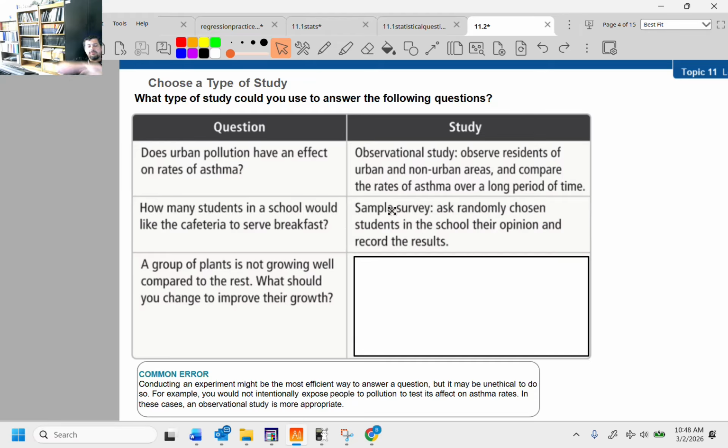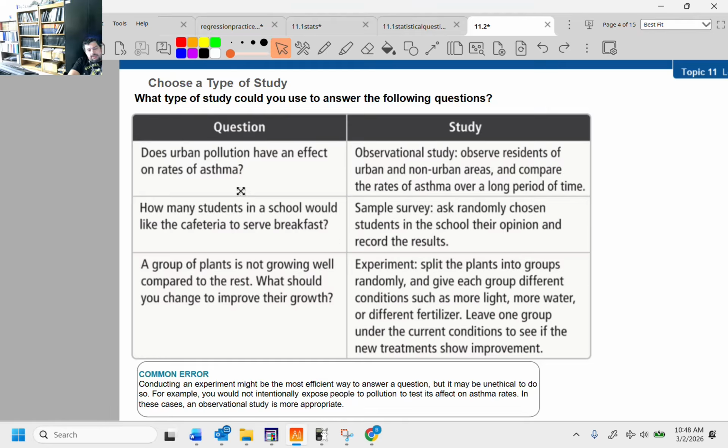Sample survey. You asked randomly chosen students in the school and record their opinion. A group of plants is not growing well compared to the rest. What should you change to improve their growth? This sounds like an experiment because we're going to be adding variables in and recording the differences. So we are influencing it. That is an experiment.